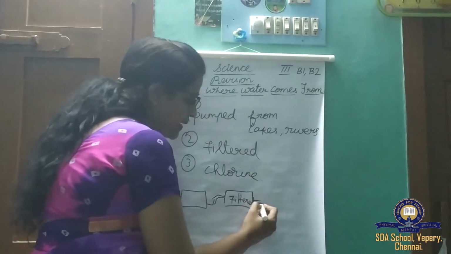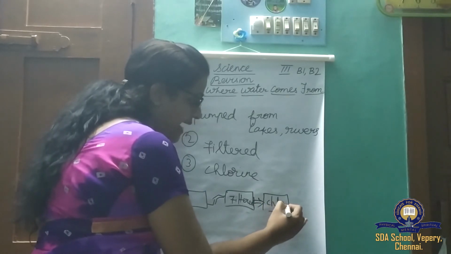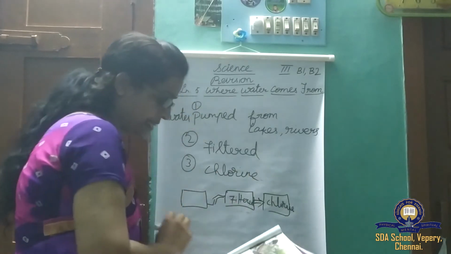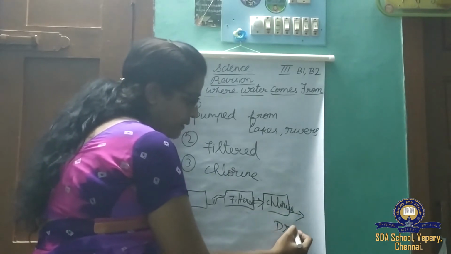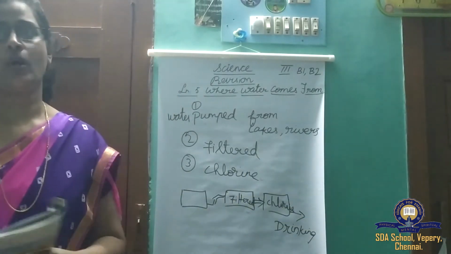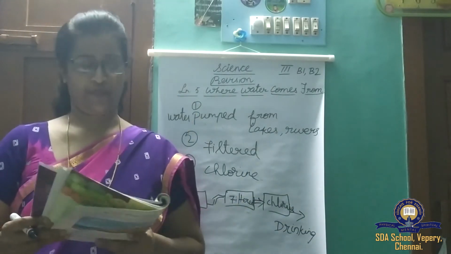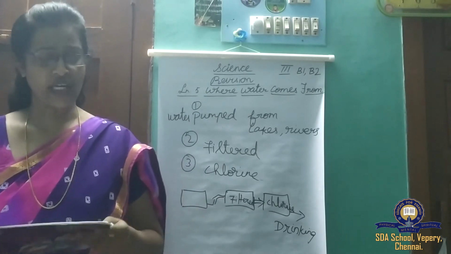Next step is chlorine is added. And then the water is used for drinking purposes. This is how water comes to our homes. Next, we move on to drinking water.